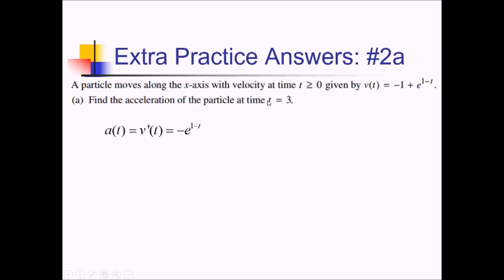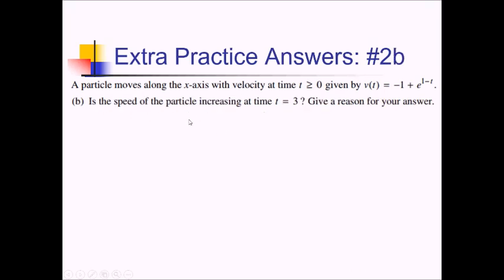So just have to plug 3 into that. And you could leave it like this. You don't really have to simplify it. Or you could make this negative e to the negative 2. Either way. For this part of the problem, we want to know if the speed of our particle is increasing at time 3. So to figure out if we're speeding up or slowing down, we have to take a look at the signs of velocity and acceleration and see if they are working with each other or against each other.